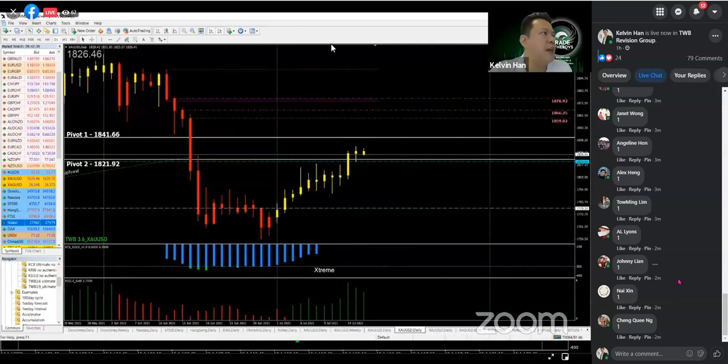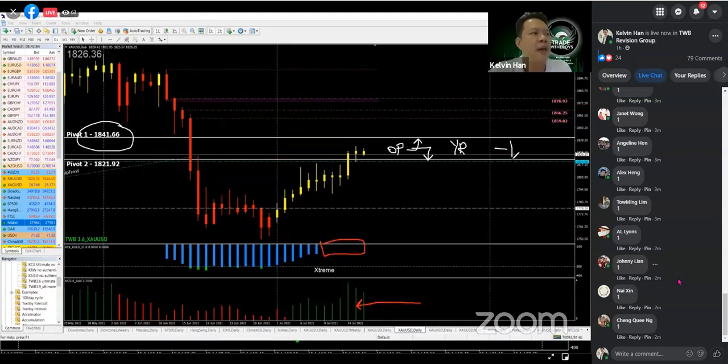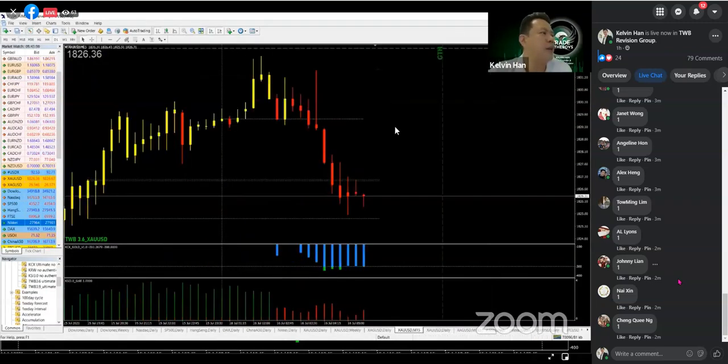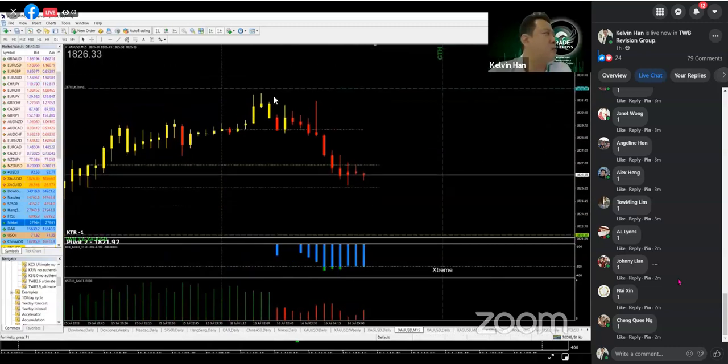Now for the gold chart today, it's very clear the KSI is green in color, no blue bars. So what do we expect to see? As long as the market stays above OP, it's a buy towards 1841. It should go there. But if it goes below OP right now, then you can short and aim at KTR minus one. That means if you want to short gold just now, you should short gold, and it should be coming down to KTR minus one.